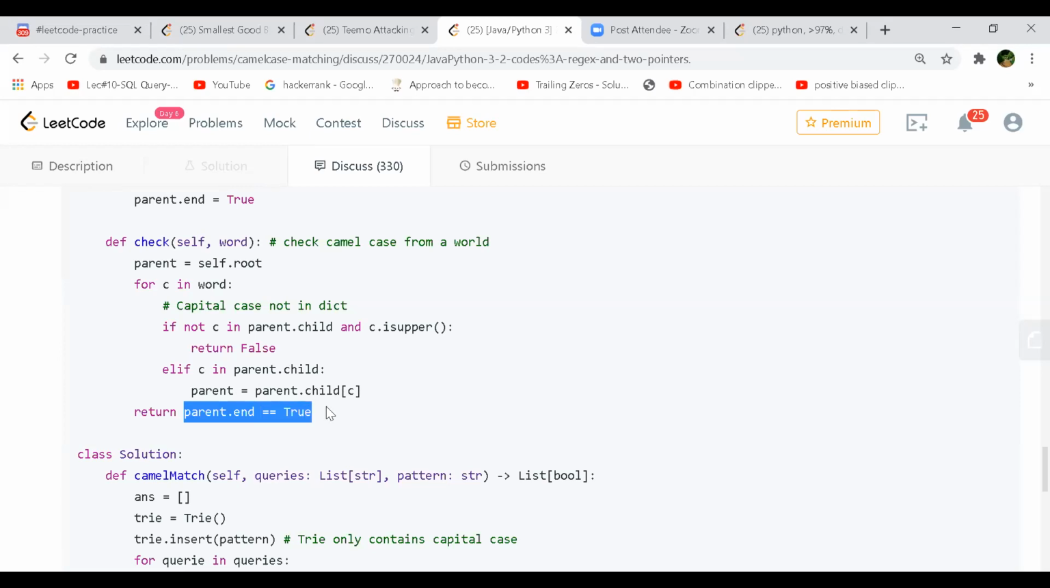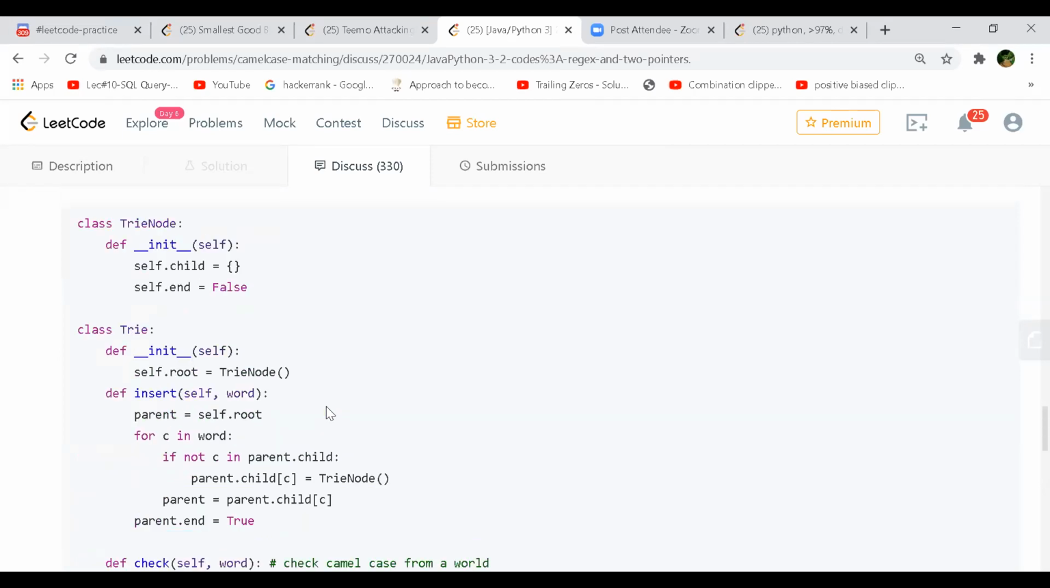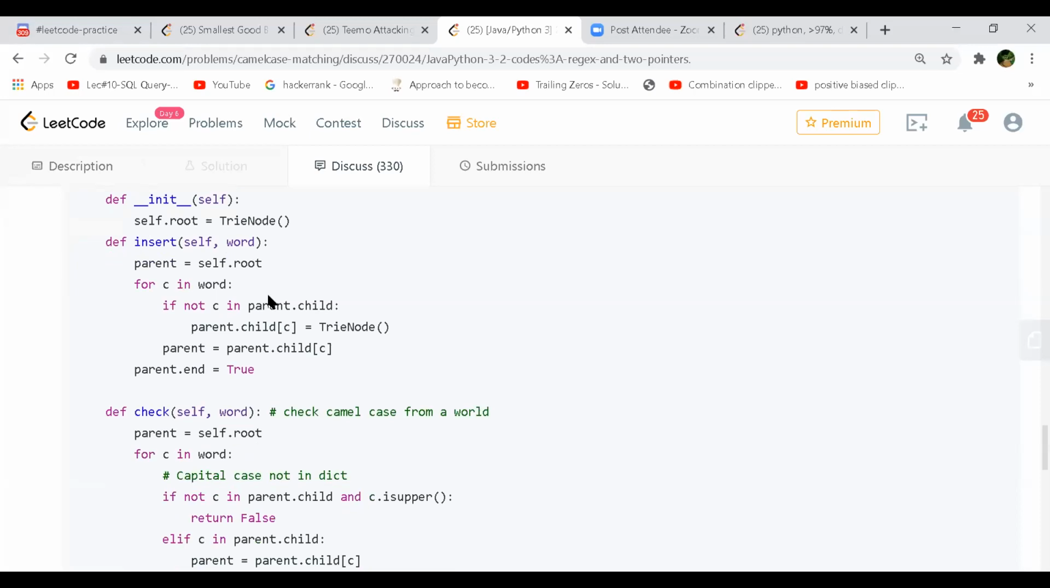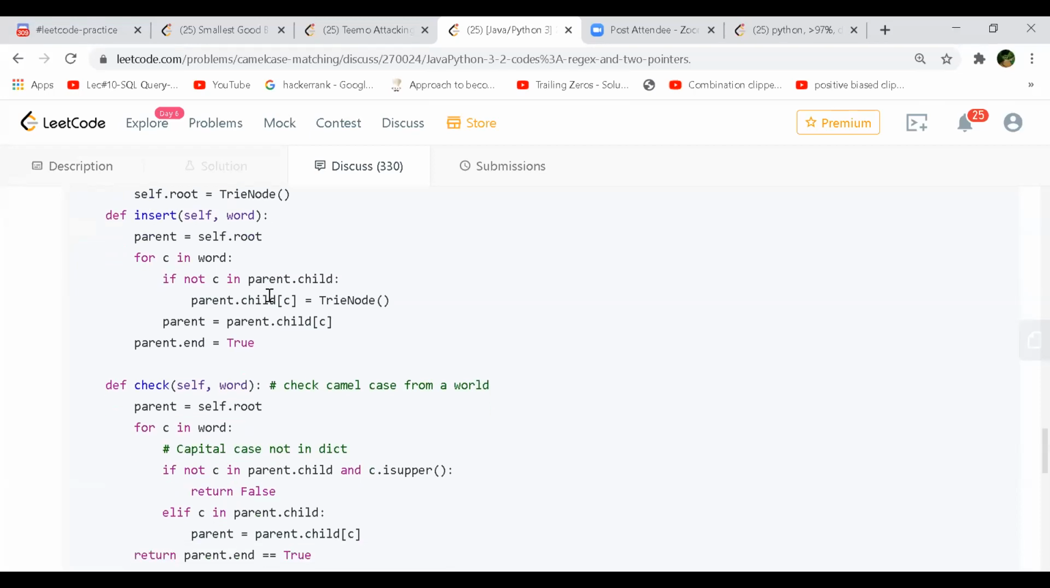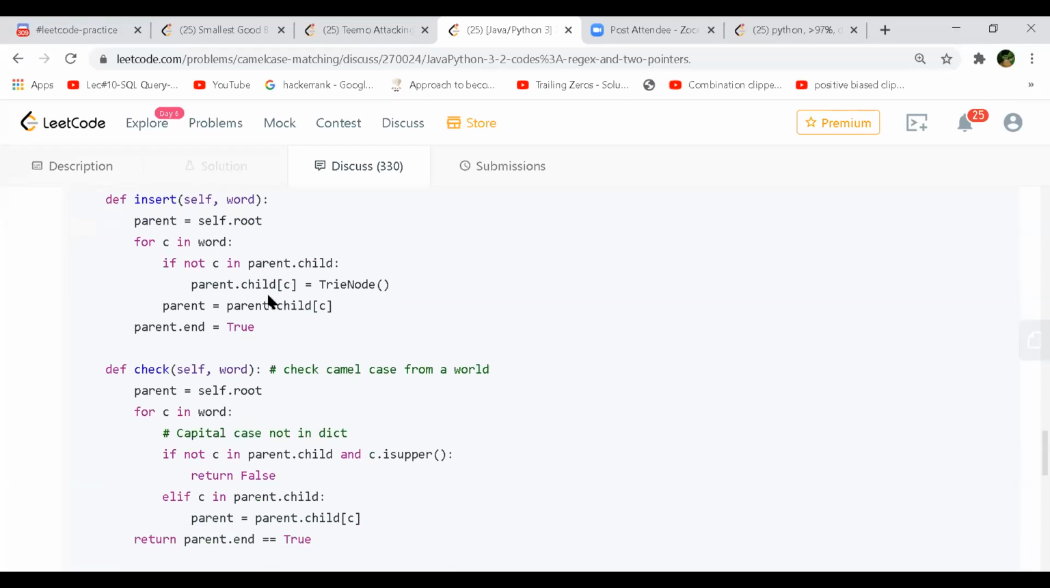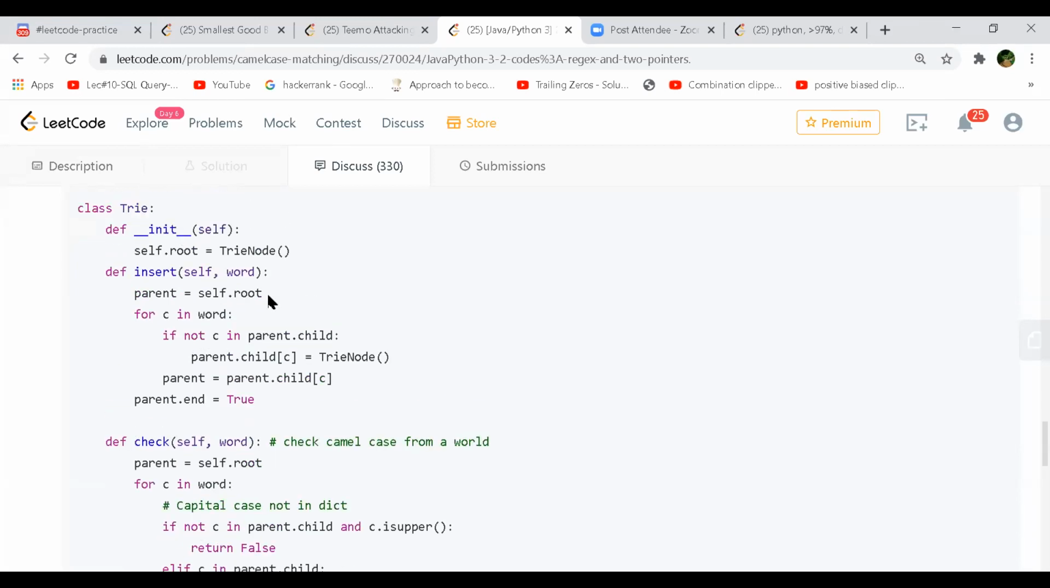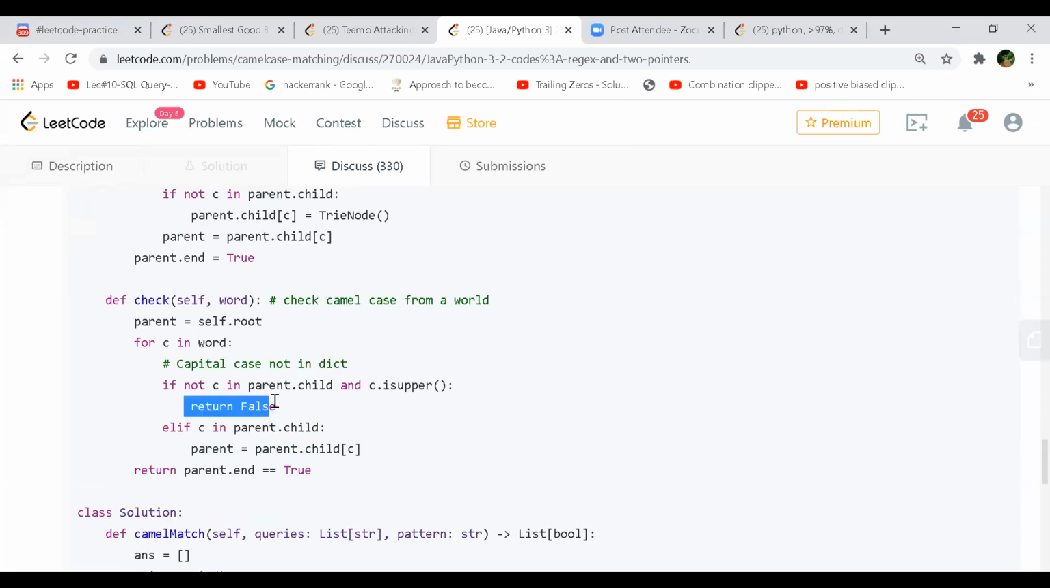Whether the word is true. I mean, end might be a field here, I think. If it is true, that means you reach till the end. If you don't reach the end, you terminate before that and return false.